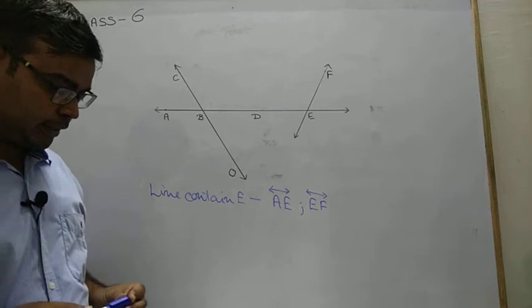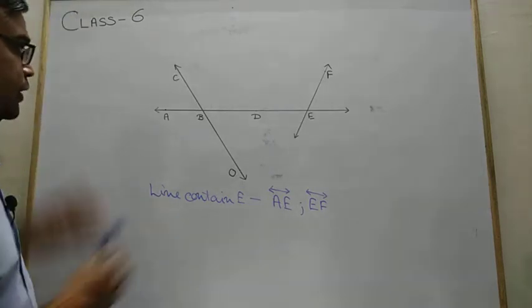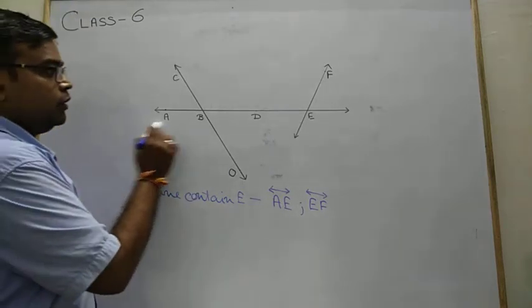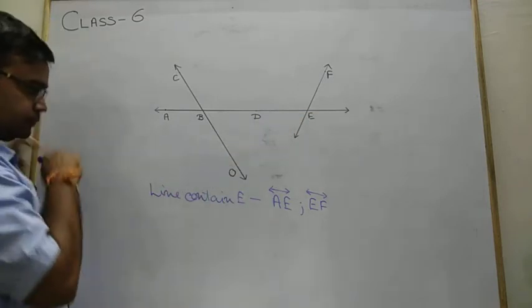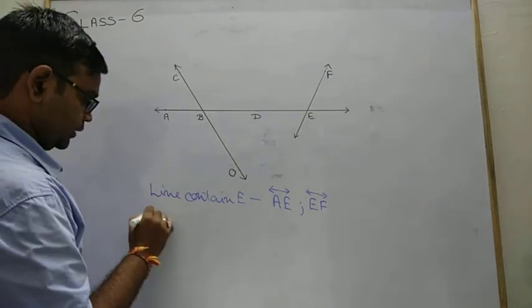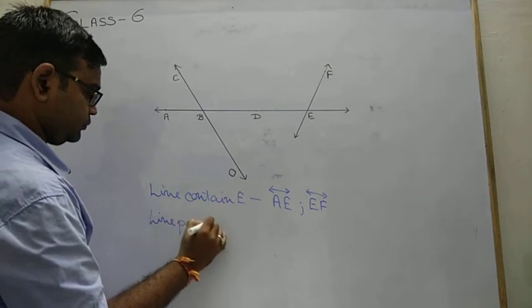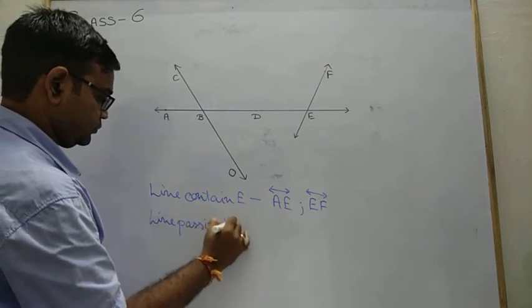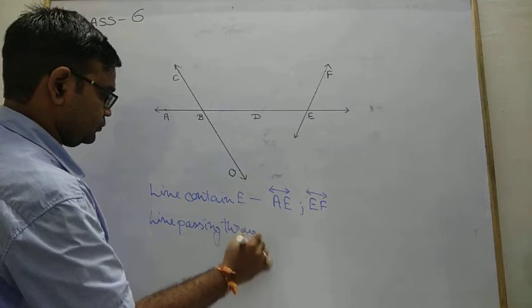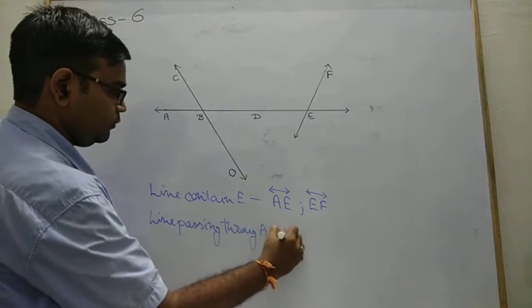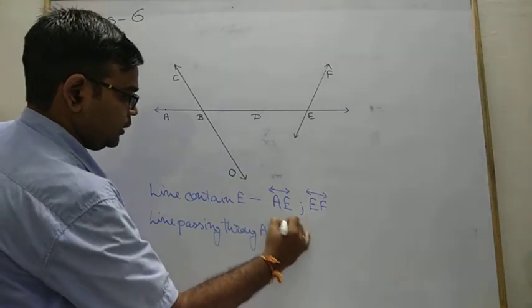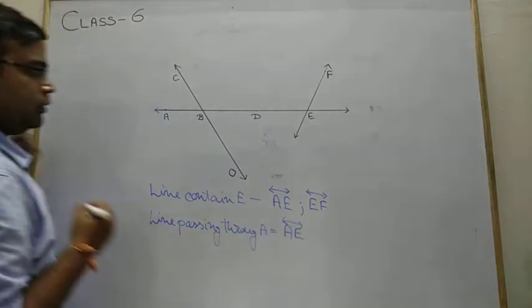Then again it says the line passing through A. Where is A? This is A. Here only one line can pass through. So the line passing through A is only one line. That is your AE.